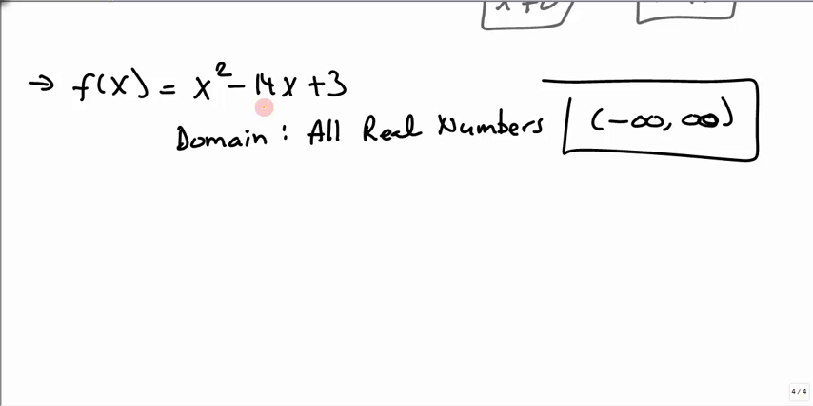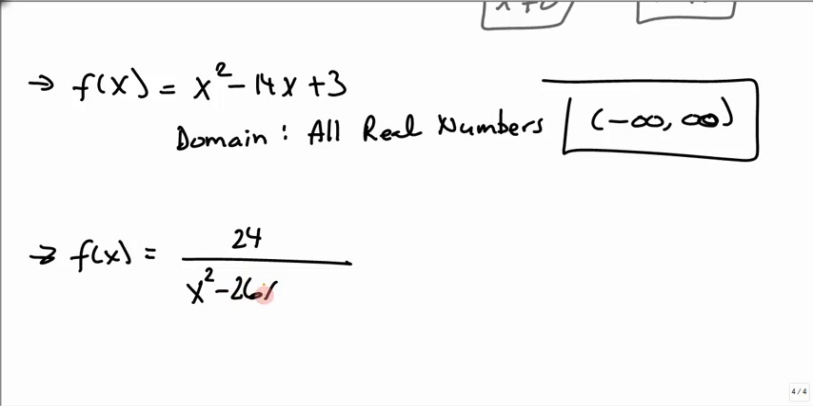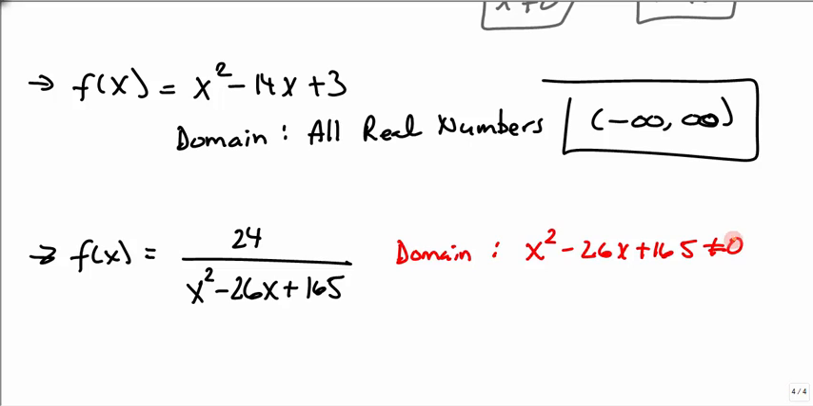Now what if I had a polynomial like this in the denominator? What if we had f of x equal, let's just make up one, let's go 24 over x squared minus 26x plus 165. Some big numbers there. Now the problem would be, where does x squared minus 26x plus 165 equal 0? That's going to make this undefined. So my domain would be taking this denominator and saying that denominator cannot equal 0.